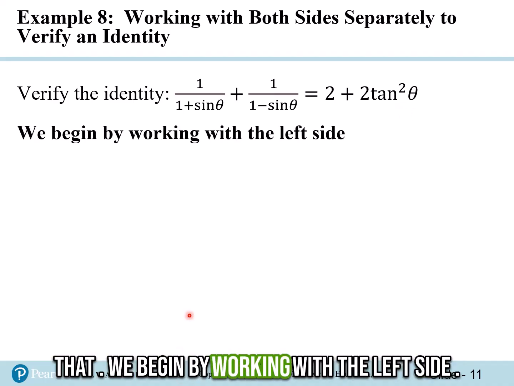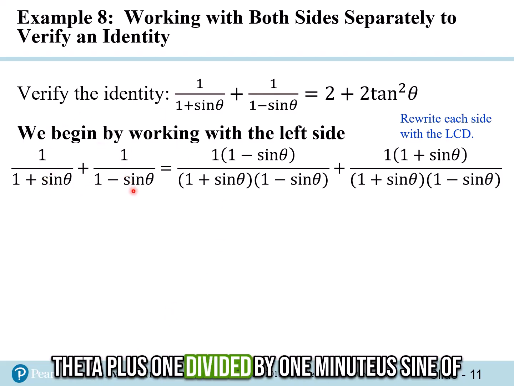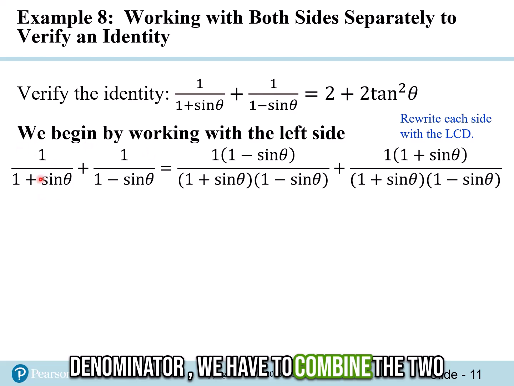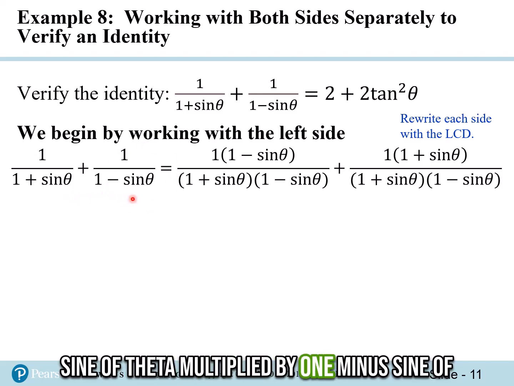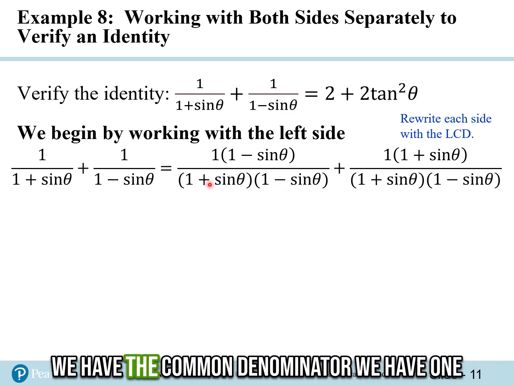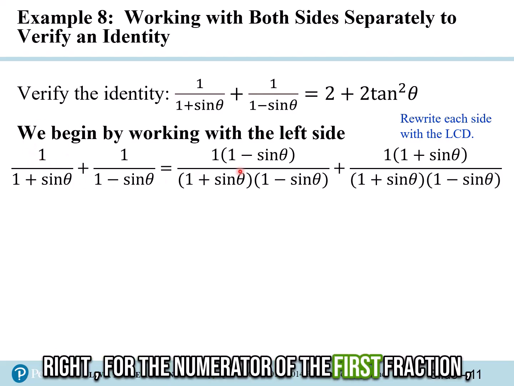We begin by working with the left side. The left side is 1 divided by 1 plus sine of theta plus 1 divided by 1 minus sine of theta, which is equal to, we have to combine the two fractions. So the common denominator here is 1 plus sine of theta multiplied by 1 minus sine of theta. That's a common denominator. And when we have the common denominator, we have 1 times 1 minus sine of theta for the numerator of the first fraction.